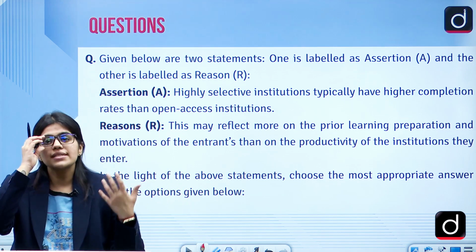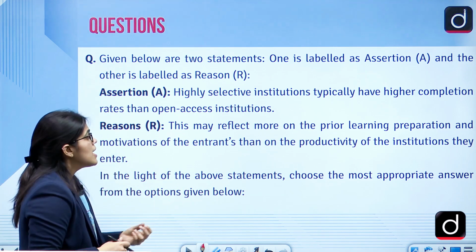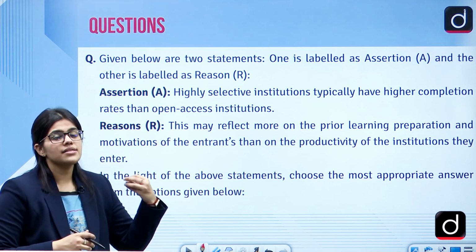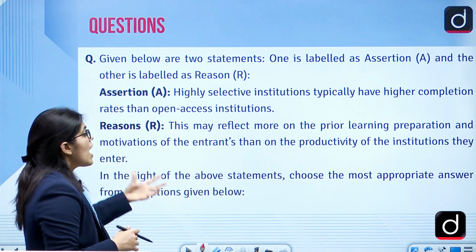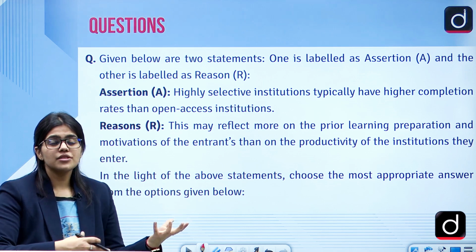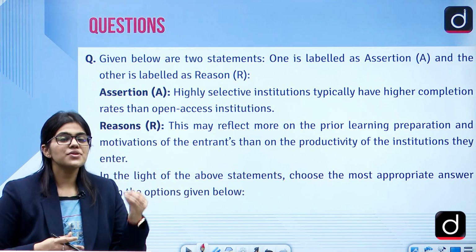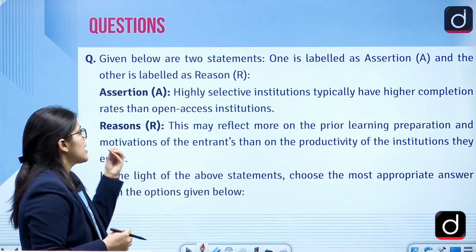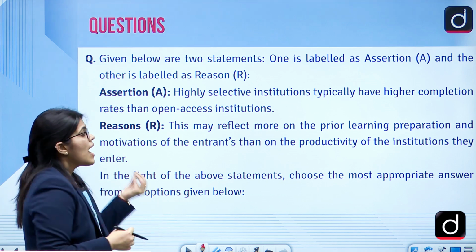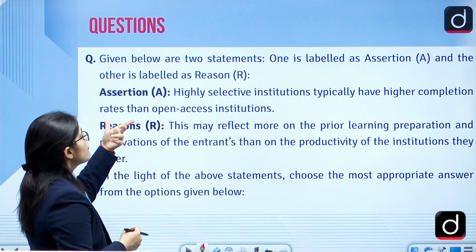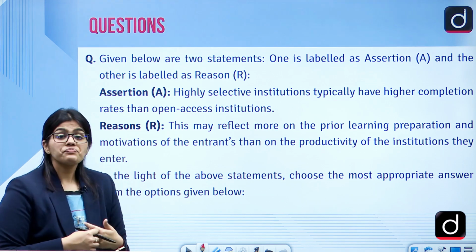So here you can say that the data is limited. There is some prior learning, there are some PhDs that you don't know, and there is some productivity in the institutes that can be directly different from another institute. Hence, you can say that yes, both assertion and reason are correct, and this is the correct reason for the assertion that we have. Right?